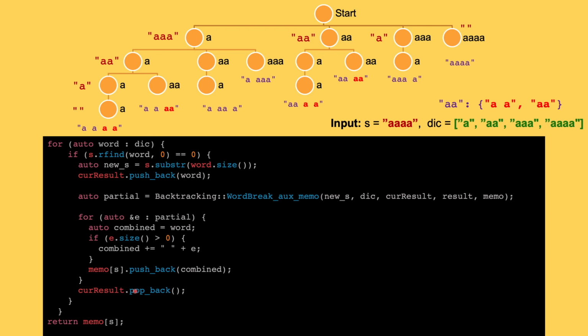And then finally, we reset our current result for the next child. At the end, we return memo of S. So memo of S is getting its results from all the children, and then finally we return the value.